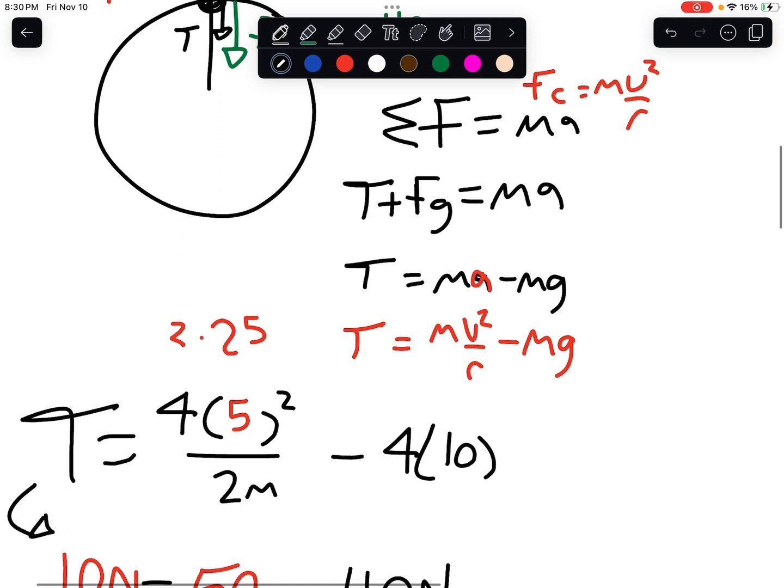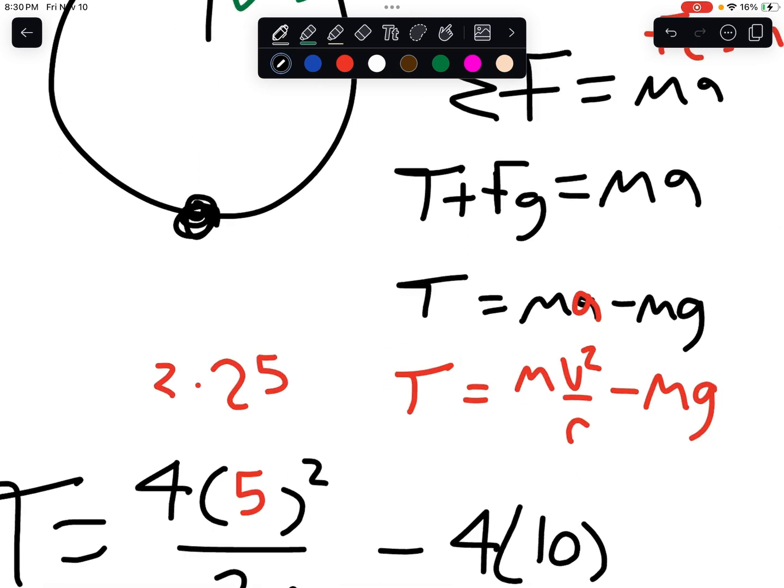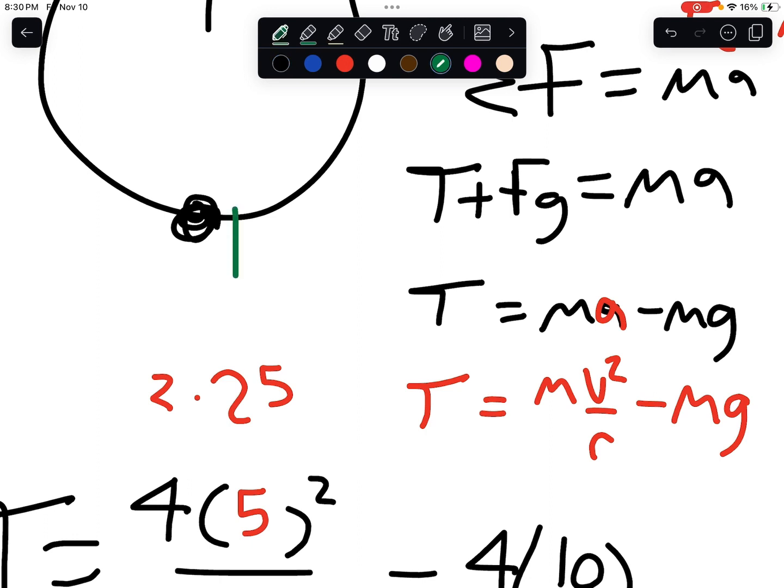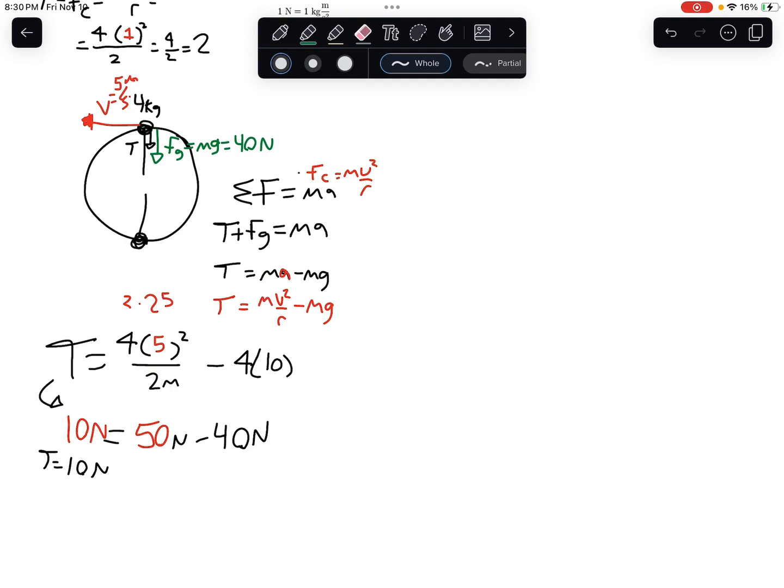And if this is at the bottom of the circle, it'll be different, because gravity will be pointing the opposite way from the tension. But I digress. Let's move on to a different example.